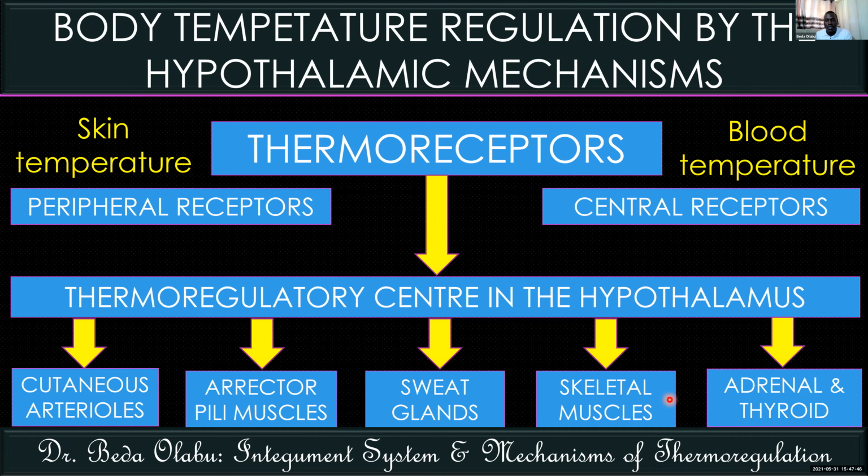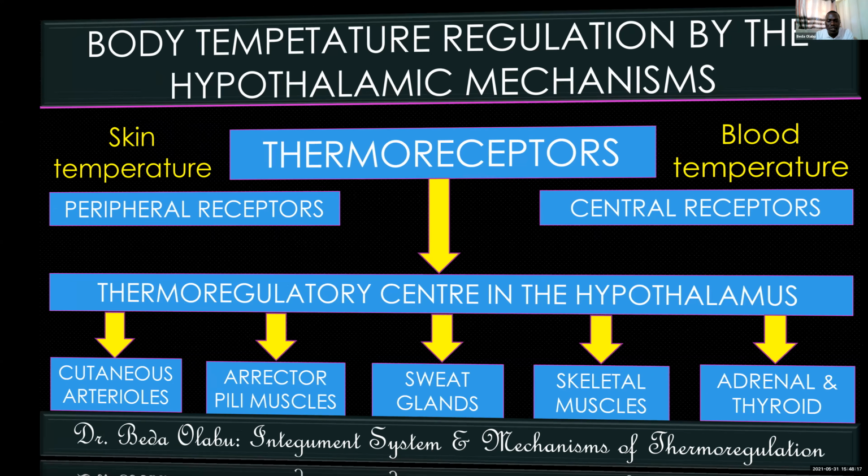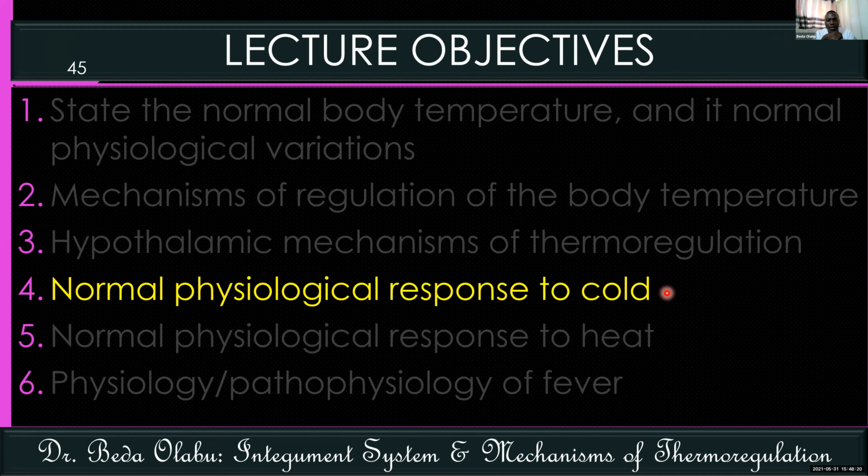I want you to think through how these targets will respond in response to heat and in response to cold. But basically, these are the 5 effector organs that the hypothalamus relies on to restore body temperature, depending on that actual body temperature. So that brings me then to the normal physiological response to cold.